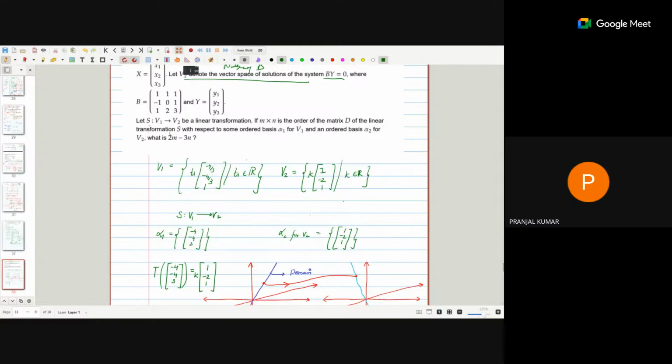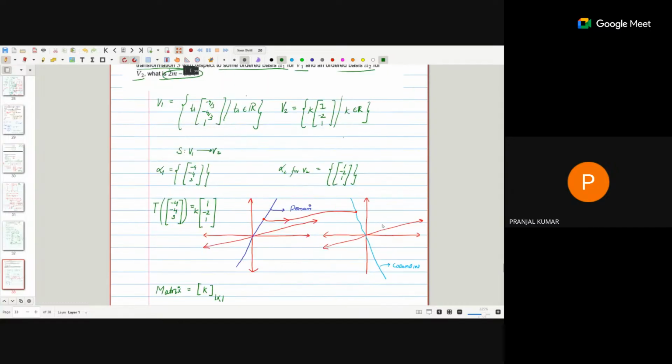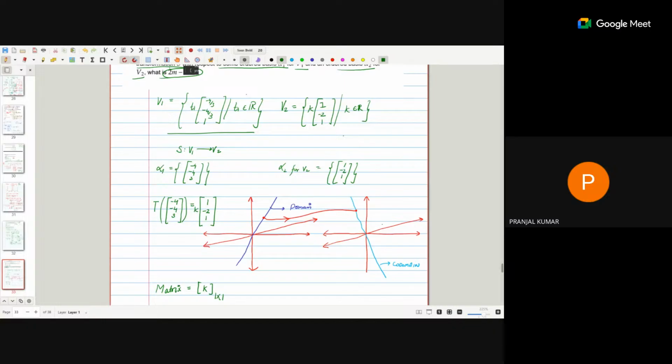Now it is saying let S be a linear transformation from V1, that is the null space of A, to V2, the null space of B. If M cross N is the order of the matrix D of the linear transformation corresponding to S with respect to some ordered basis alpha 1 for V1 and ordered basis alpha 2 for V2, what is 2M minus 3N? So first of all, I have written this V1 from the previous questions. This is the continuation of the question we have discussed before. So this is V1, this is V2.